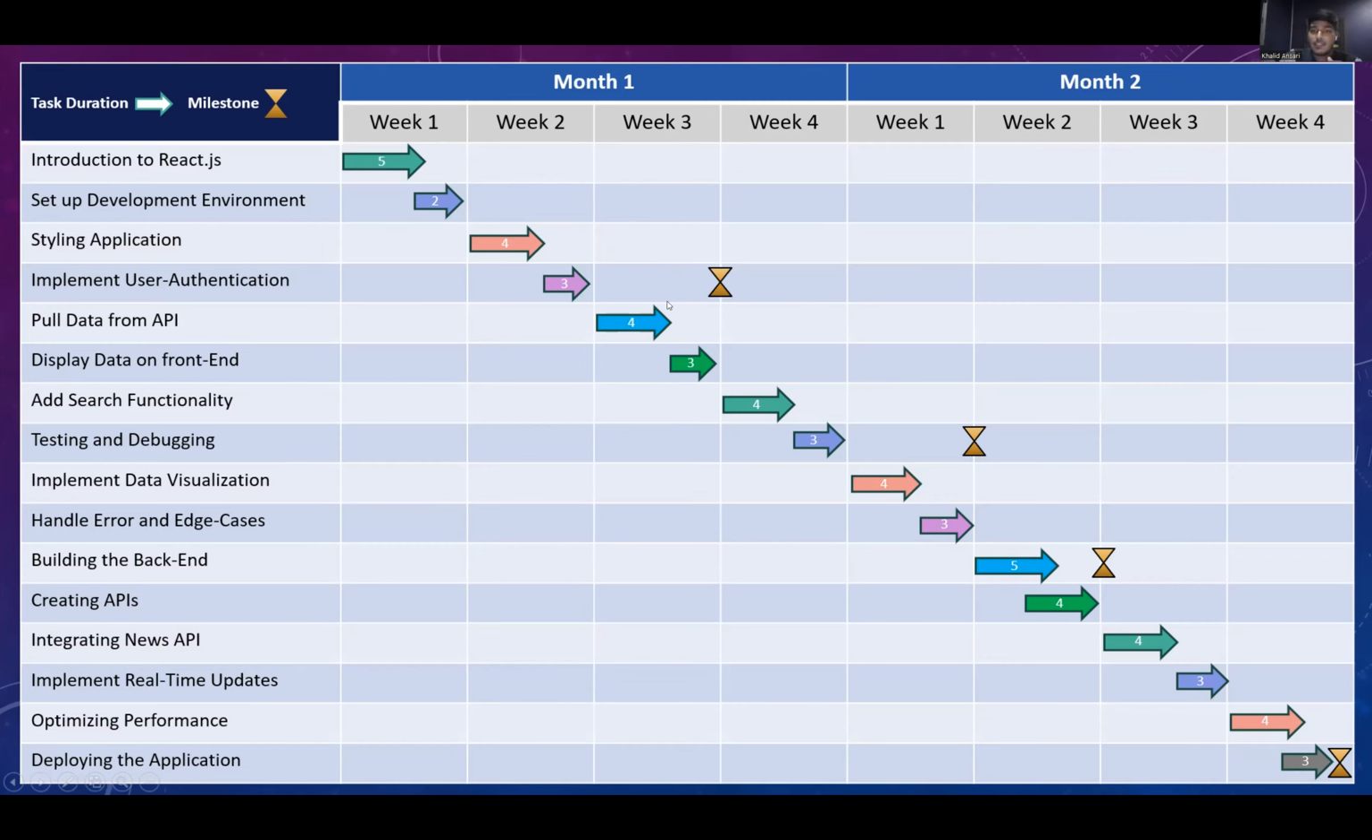And then similarly, we have pulling data from the API, displaying it on the front end, adding search functionality, and testing and debugging. Here also it's a major key milestone. And similarly, these are all there. And finally, this is the final milestone, the deployment of the application.